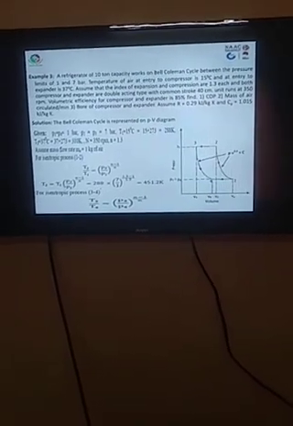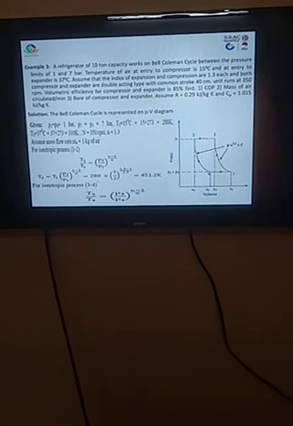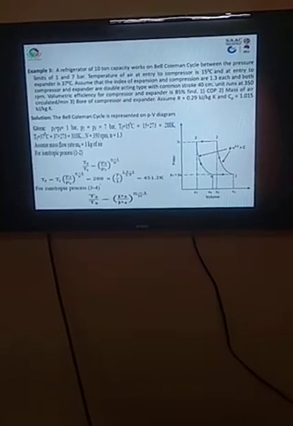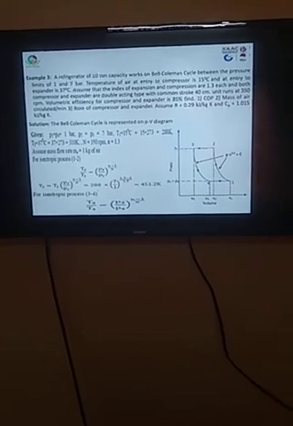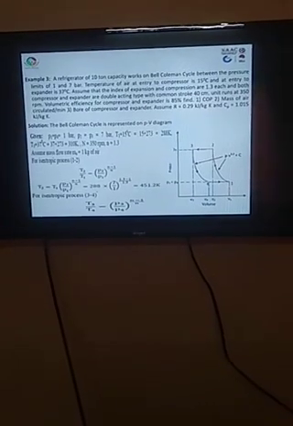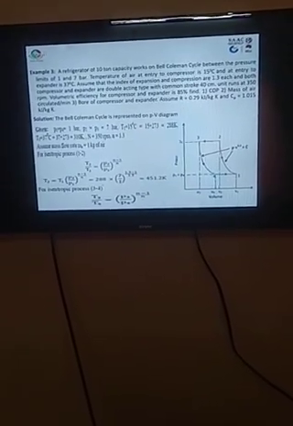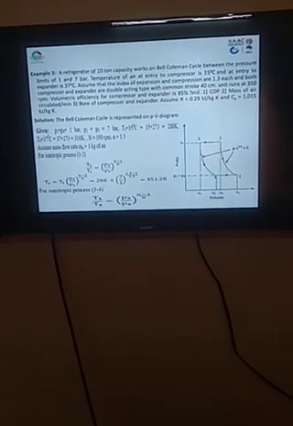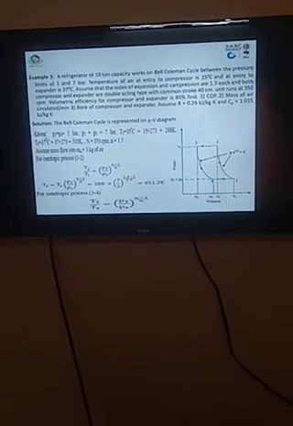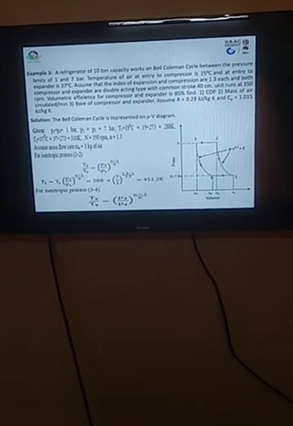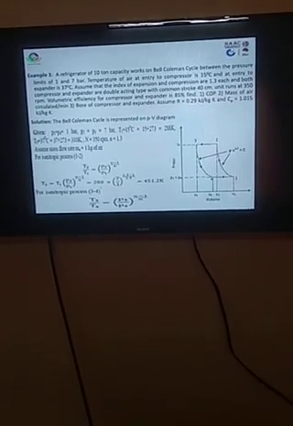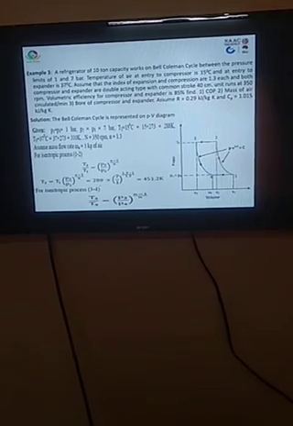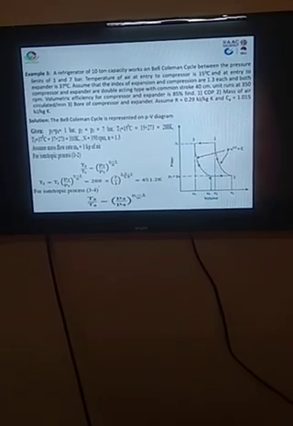Before proceeding to the findings of this example, we have to calculate T2 and the other parameter, that is T4. For calculating those parameters, we follow the same procedure: 1 to 2 is an isentropic compression process and 3 to 4 is an isentropic expansion process. So T2 divided by T1 is equal to (P2 by P1) raised to (n minus 1) upon n.